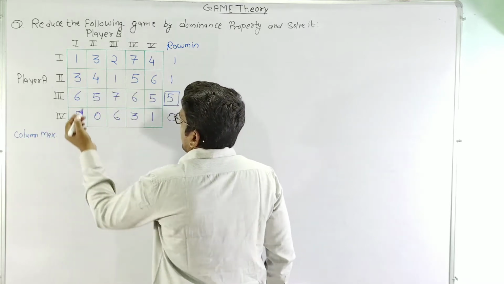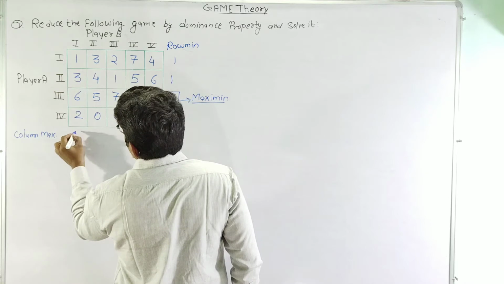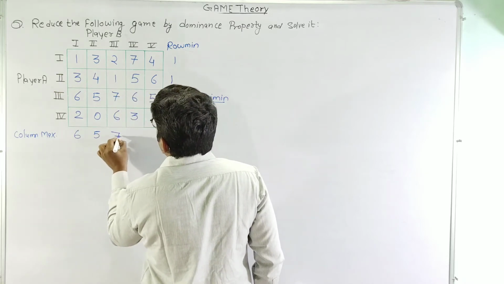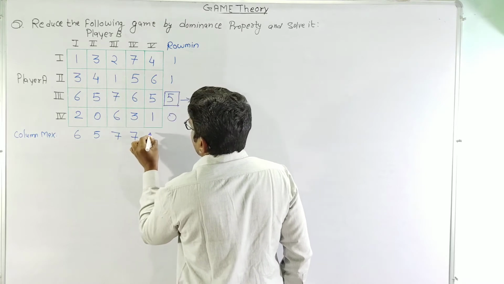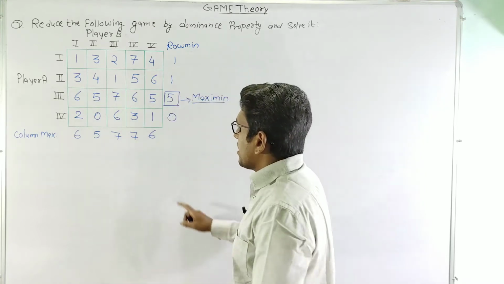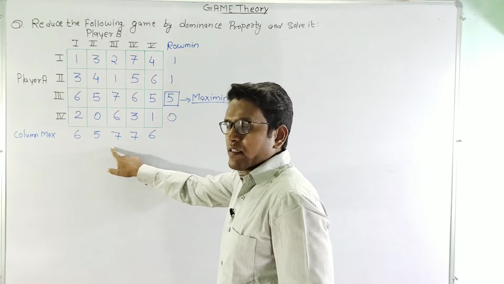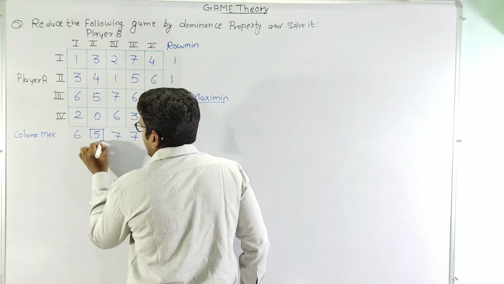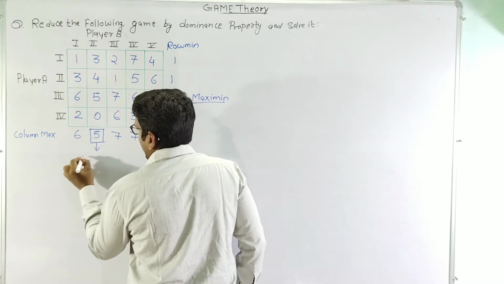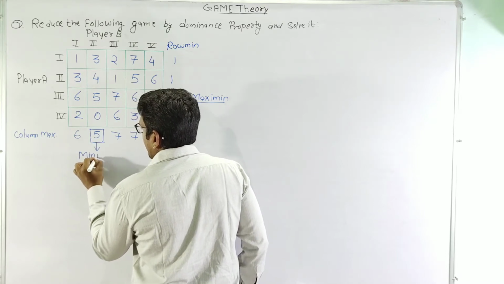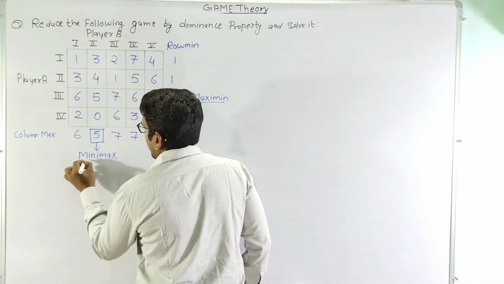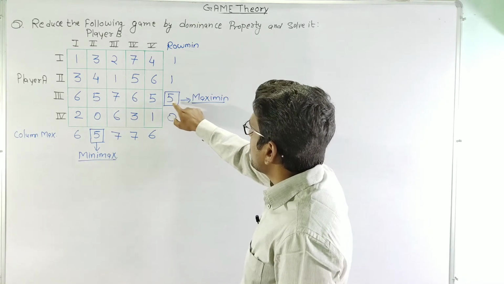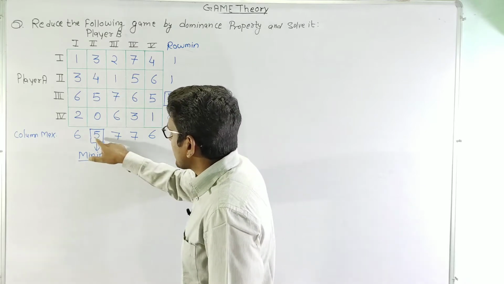In this we will select the maximum value from each column. So this will be 6, 5, 7, 7, 6, and among these values we will select the minimum value, which is 5, and this value is known as the minimax value. From here we can see that the maximin value is equal to the minimax value.